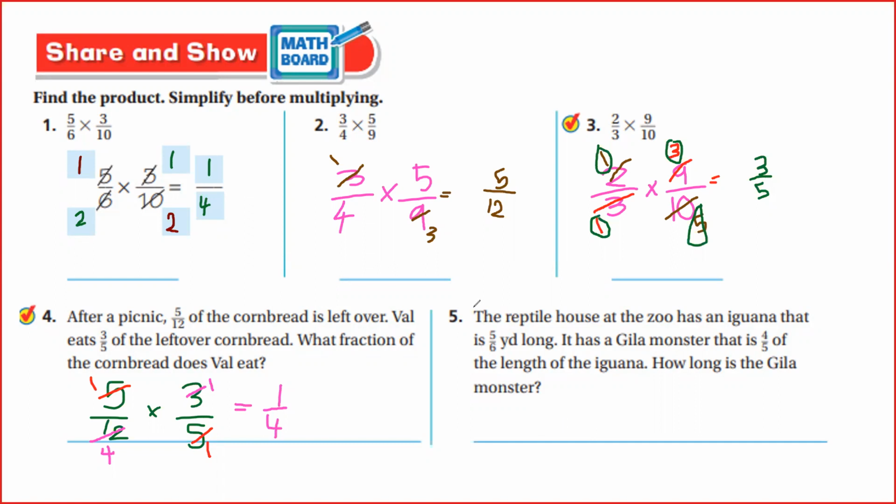What do you have to do here? You have to multiply them. Bravo. 5 over 6 times what? 5 over 6 multiplied by 4 over 5. Bravo. Then what do you have to do next? You will simplify them.